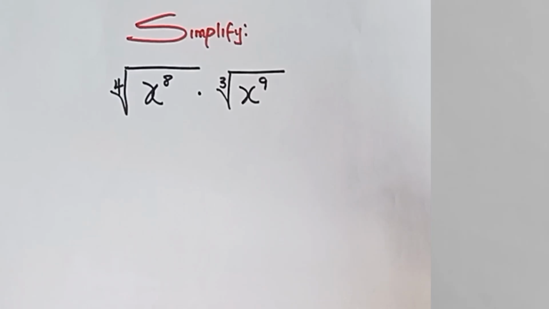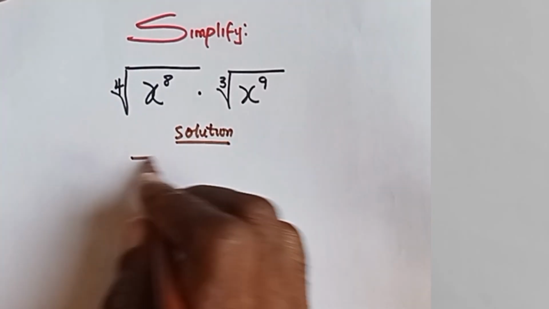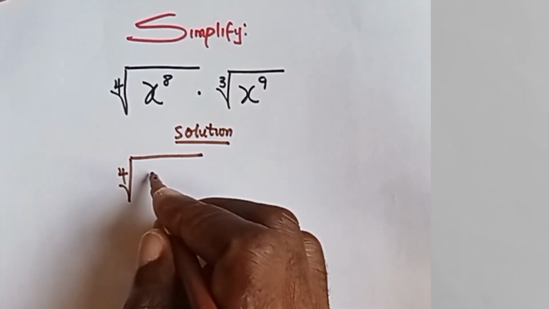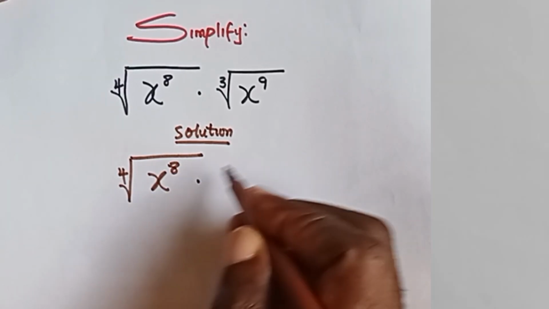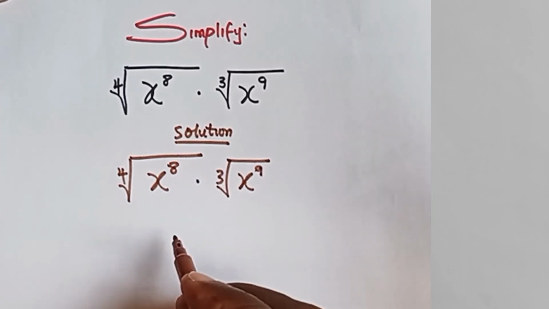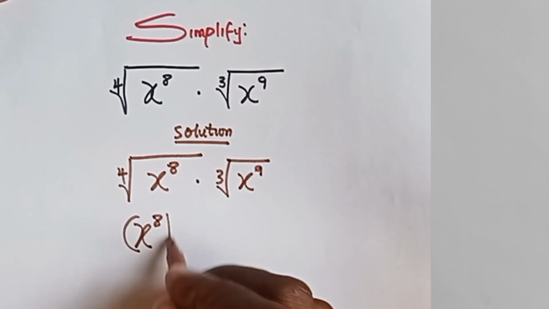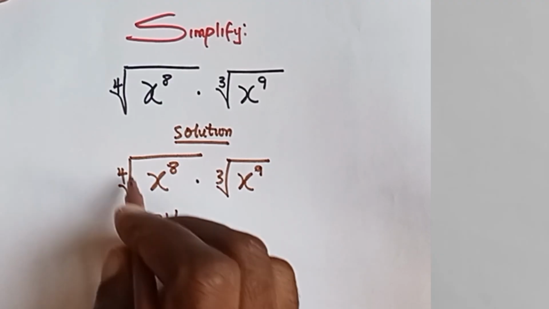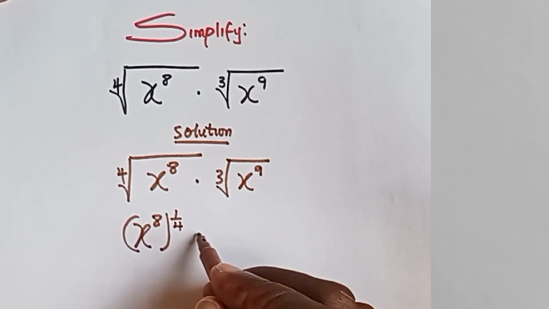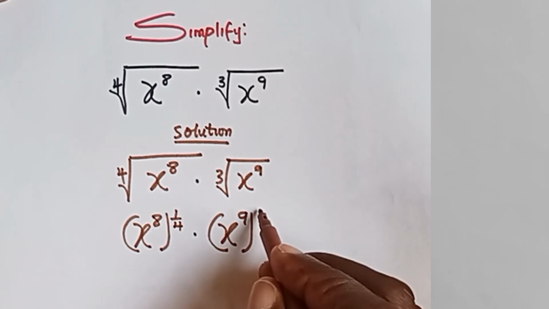Okay, so this is the second radical expression, and we are applying the same law. Alright, so solution. We have the fourth root of x raised to the power 8 multiplied by the cube root of x raised to the power 9. These can be written as x raised to the power 8 multiplying 1 over 4, since the fourth root is written as 1 over 4, multiplying by x raised to the power 9 raised to the power 1 over 3.